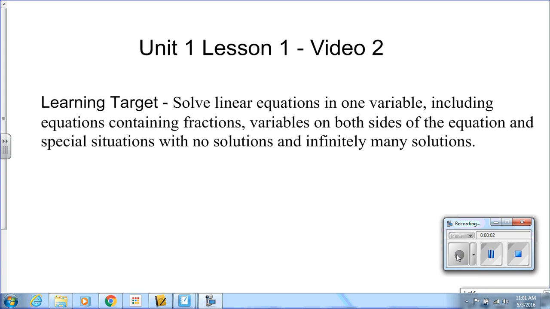Welcome to Unit 1, Lesson 1, Video 2. We are going to continue solving linear equations with one variable. Now we're just going to add a little bit more to what we have.